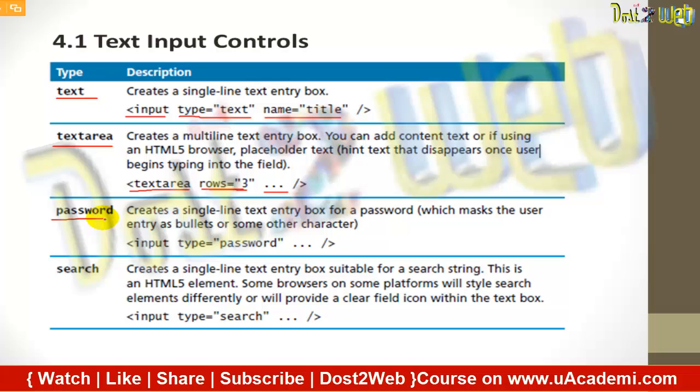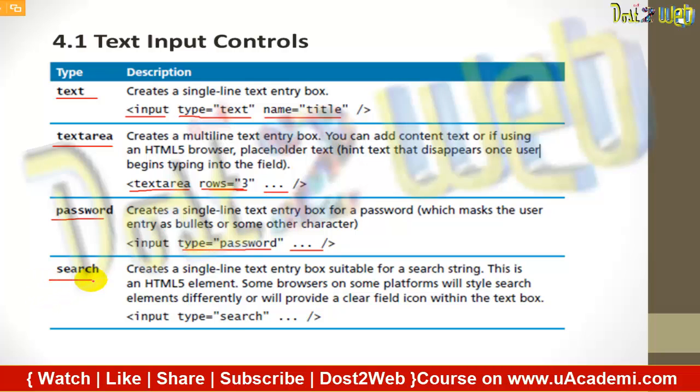Next, in input type you have the password. When you are entering a password, for example in your Gmail or Facebook, when you type the password, it will be visible only in star or dot format, right? In that case you are going to use type is equal to password. It will create a single line text entry box for a password, which marks the entry as a bullet or some other character, and you can also add any other attribute you want.